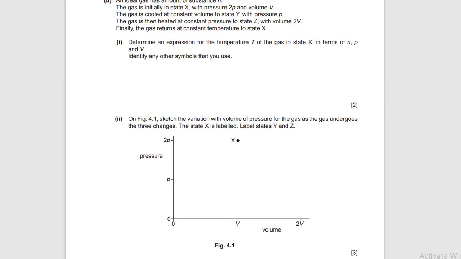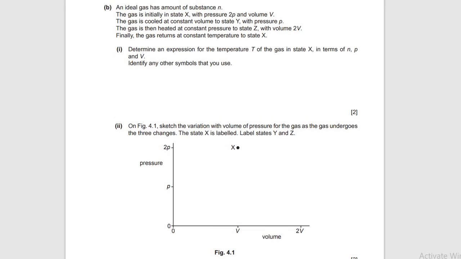Let's sketch the graph. It said a gas X with pressure 2P and volume V. So under X you see volume V and pressure 2P. Then it is cooled at constant volume to Y. Is cooled means to pressure P at constant volume, which means this is what is going on. It decreases to P at constant volume V.